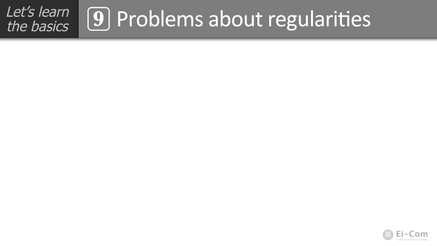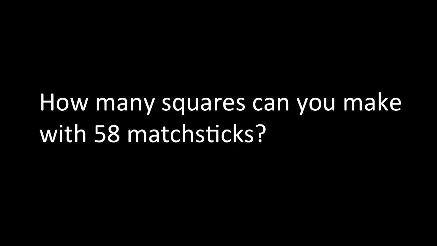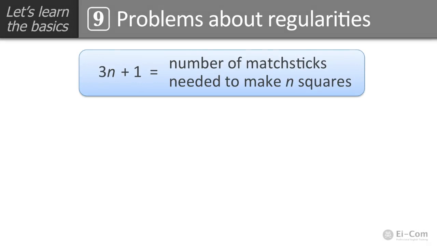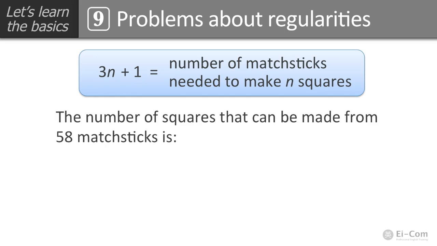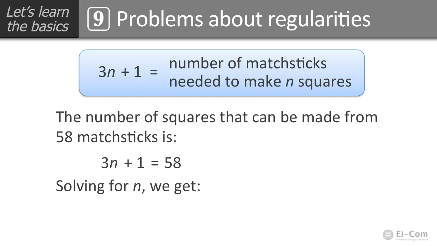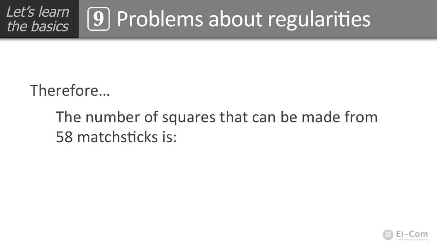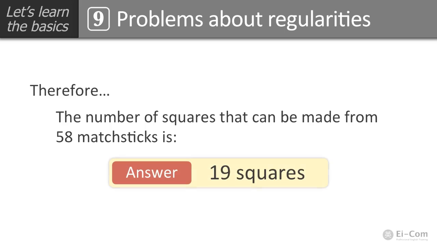Now let's return to our previous question, which was, how many squares can you make with 58 matchsticks? Since 3n plus 1 is the number of matchsticks needed to make n squares, then the number of squares that can be made from 58 matchsticks is given by 3n plus 1 equals 58. Solving for n, we get n equals 19. Therefore, the number of squares that can be made from 58 matchsticks is 19 squares.